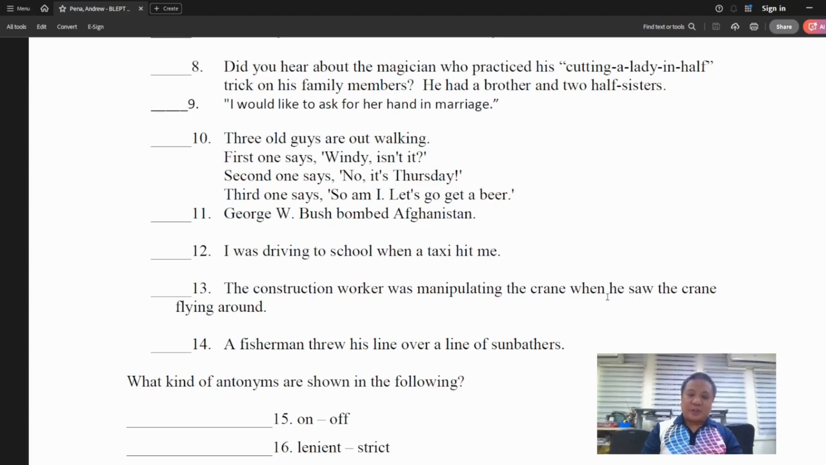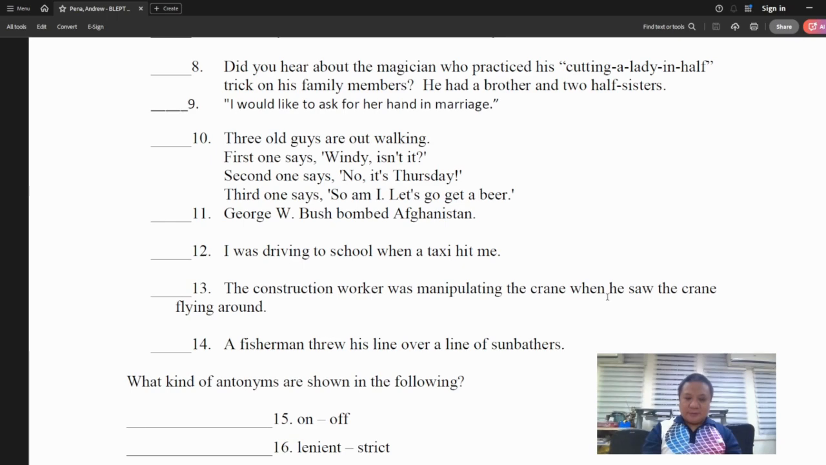13, the construction worker was manipulating the crane when he saw the crane flying around. The answer is B, homophony. You have crane, mechanical crane, and animal crane. Well, if you think of the shape of the crane and the shape of the animal crane's leg, then maybe you could think of it as polysemy. Although for me, it's already forgotten. So my take is homophony.